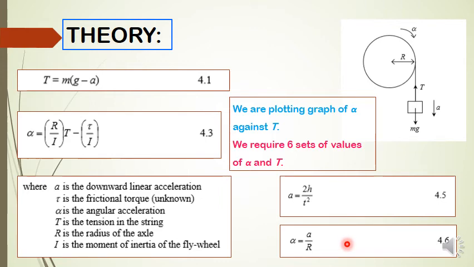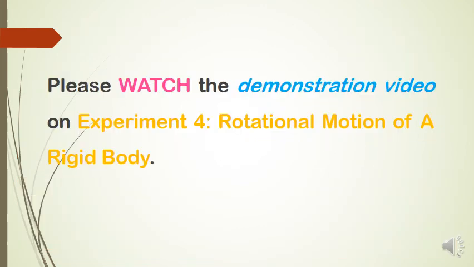The formula of alpha is given by a over r, where the value of a is obtained using equation 4.5 and r is the radius of the axle of the flywheel. Remember to watch the demonstration video on experiment 4 before you enter the lab.